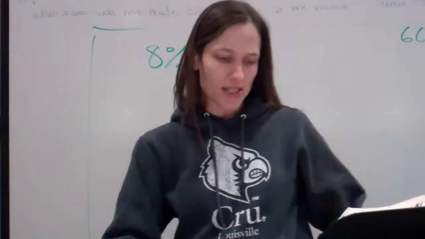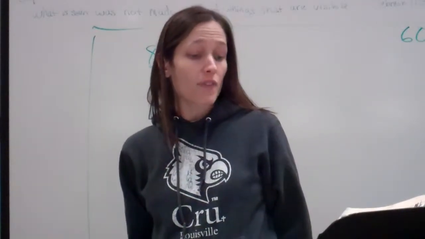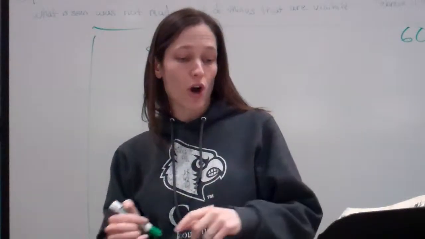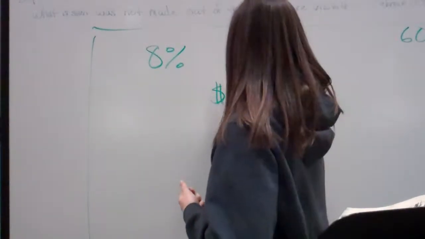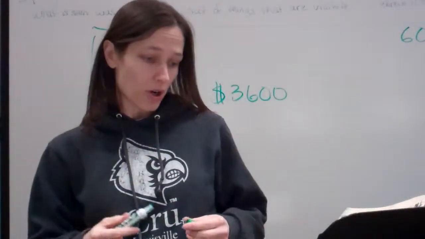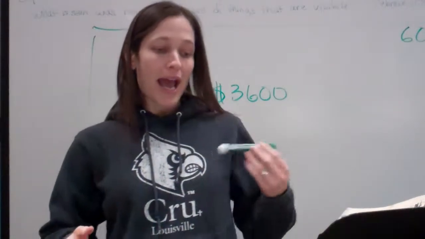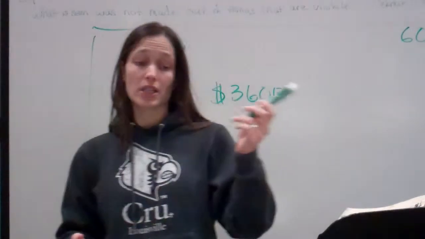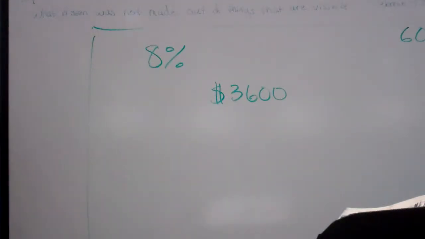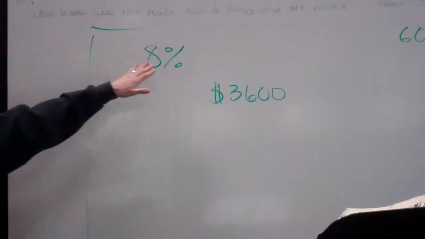Alright, so here's what it says. A used car salesperson receives a commission of 8% of the selling price of a car. If the salesperson sells a car for $3,600, which is really low, but it's a used car. Okay, if the salesperson sells a car for $3,600, how much is the salesperson's commission? Now, we're wanting to know what? How much is his commission?